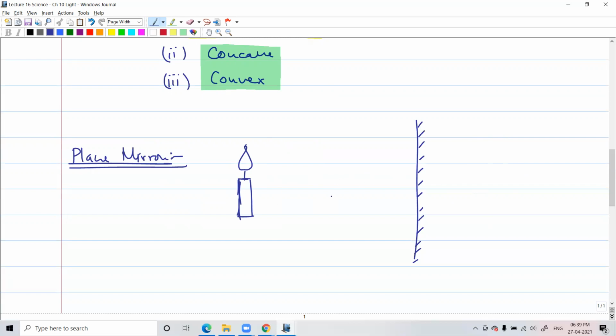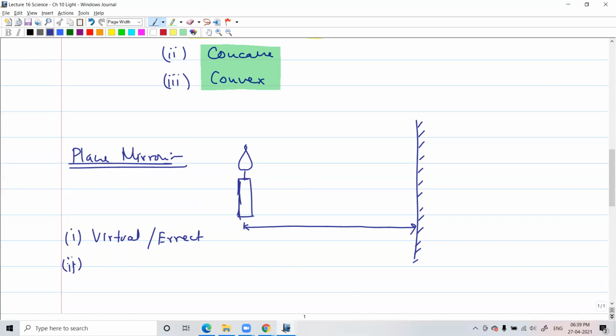Do you know how images are formed in plane mirrors? Virtual and erect. Yes. Images formed in plane mirrors are always virtual and erect. Sir, inverse also, sir. There is a lateral inversion, yes.